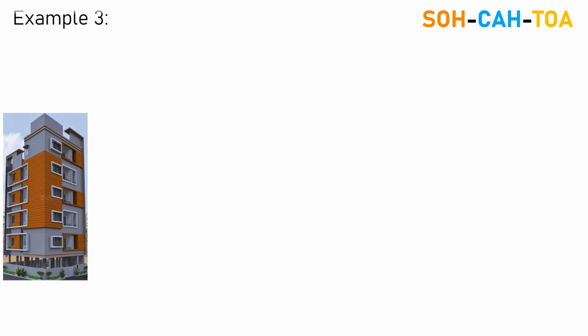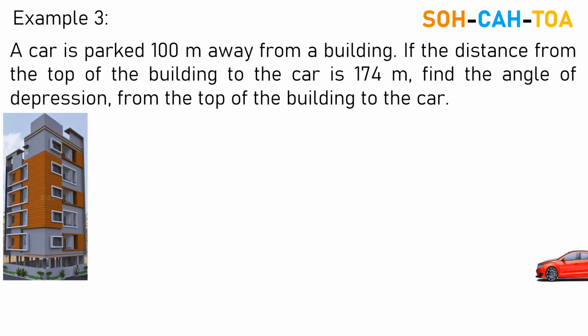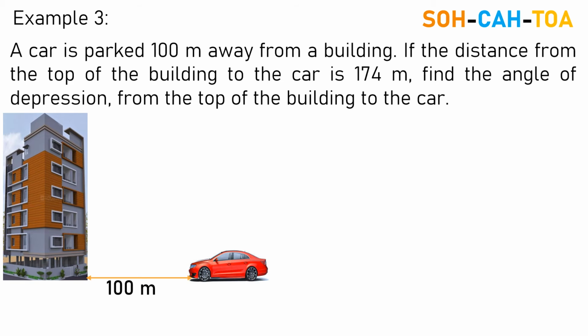Now let us have another one. A car is parked 100 meters away from the building. If the distance from the top of the building to the car is 174 meters, find the angle of depression from the top of the building to the car. So this is the horizontal line. This is your angle of depression. Since angle of depression is equal to the angle of elevation, we are going to solve for this angle.